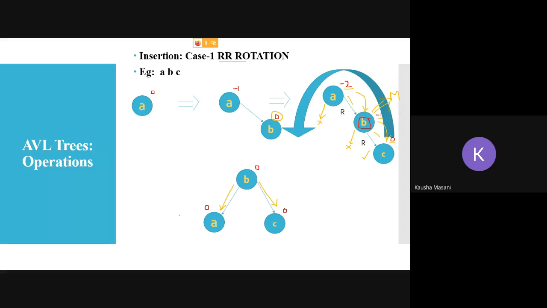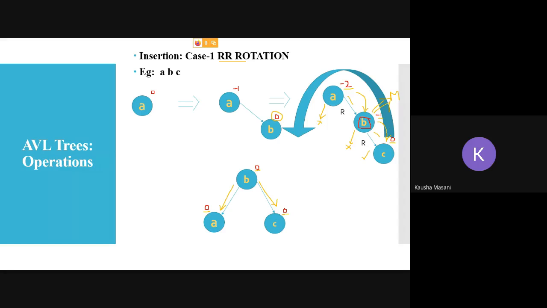So does this satisfy my condition? Let's see. At node value A, what is the balance factor? 0. Okay, done. At node value C, what is the balance factor? 0. Okay, no issues here also. At node value B, what is the balance factor? 1 minus 1, so 0. Okay, so one property of height balancing is agreed.